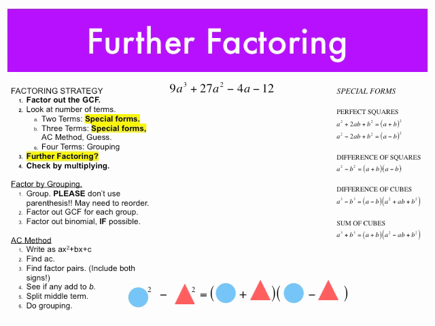Have special forms, we're actually able to do some further factoring. Let's look at this one first: 9a cubed plus 27a squared minus 4a minus 12. Let's follow our factoring strategy.